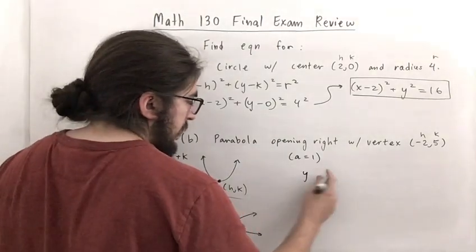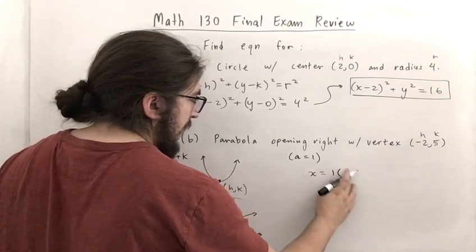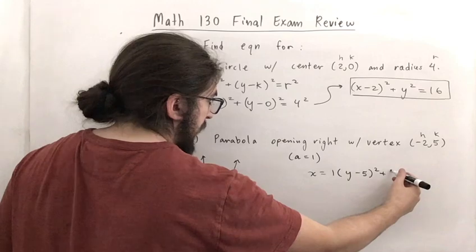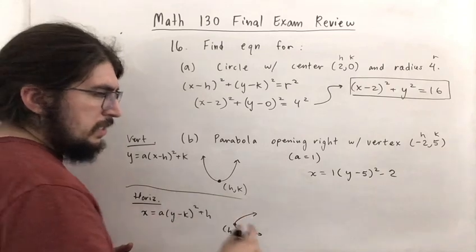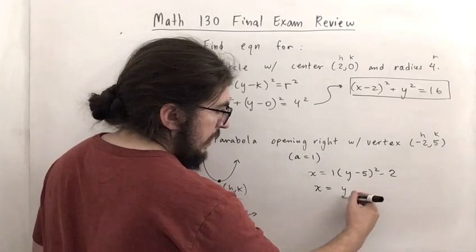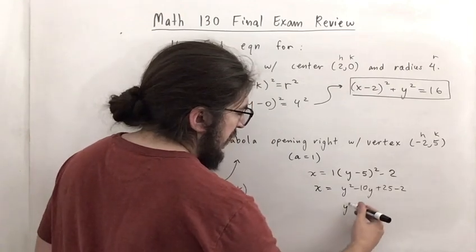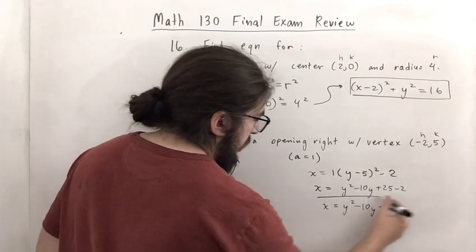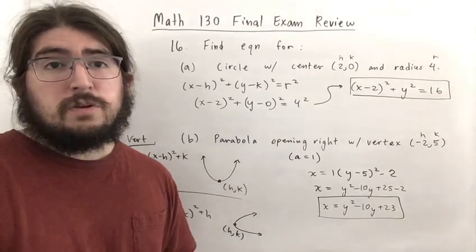But here we go. So we get x is equal to a, which is 1, times (y - k), so (y - 5)^2, plus h, which is -2. So I'll just write -2. And there it is. I'll actually expand this a little more. The 1 doesn't do anything in multiplication. But if you expand this out, you get y^2 - 10y + 25, and 25 minus 2, of course, is 23. So there's our answer expanded out. Awesome. Great. Now, finally, we'll move on to 17 to conclude the review.